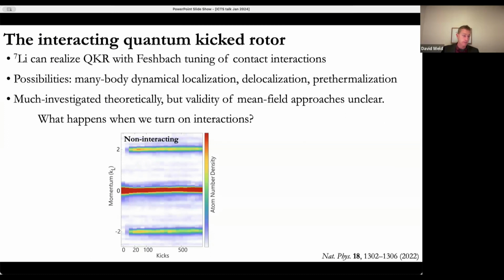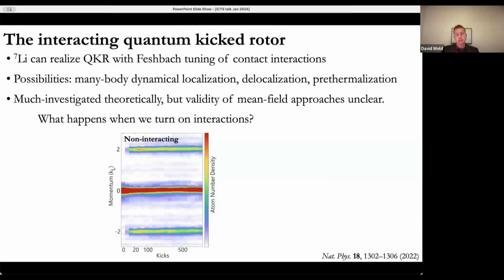And what we asked ourselves, or what Victor asked us, is what happens if you turn on interactions in this prototypical localized system? You could imagine a few possibilities. You could hope for some sort of many-body dynamical localization. You could hope for delocalization. You could hope for pre-thermalization.